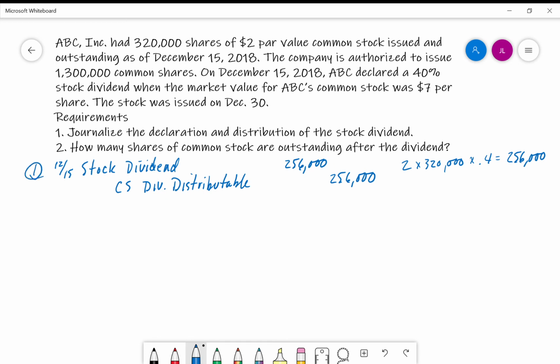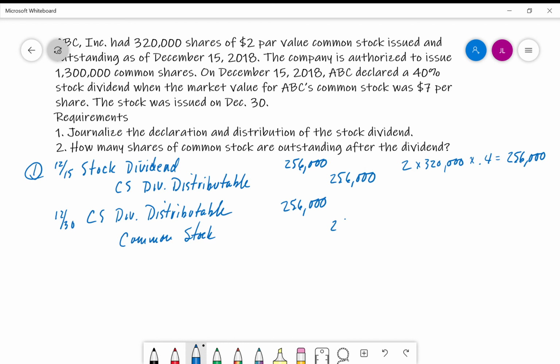Now when we distribute the stock on 12/30, what we'll have is a debit to our common stock dividend distributable. It means we're fulfilling this liability, if you will. So common stock dividend distributable for 256,000. And then in this case, we just have common stock. We don't have a paid-in capital here on a large stock dividend in this case. Okay. Now that's number one.